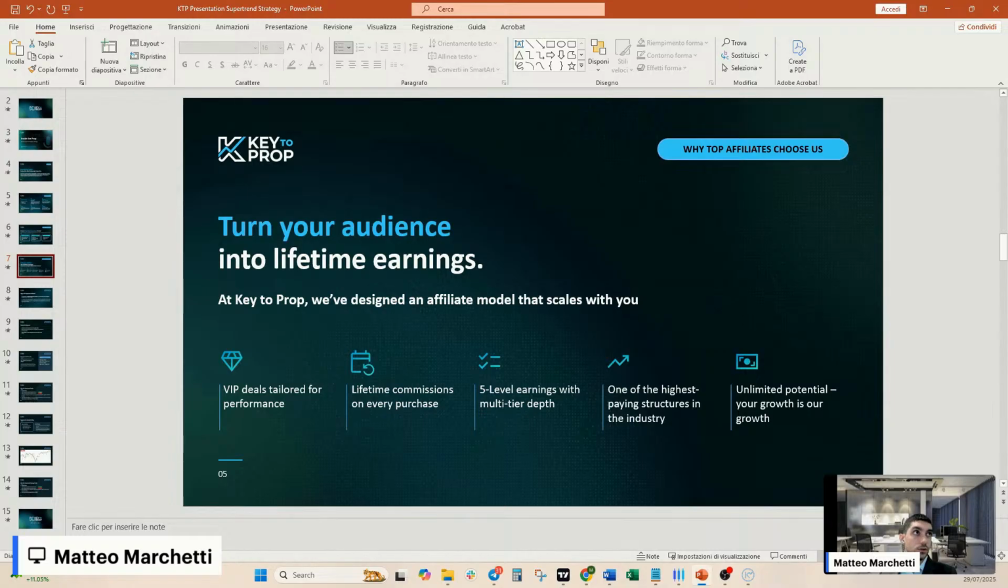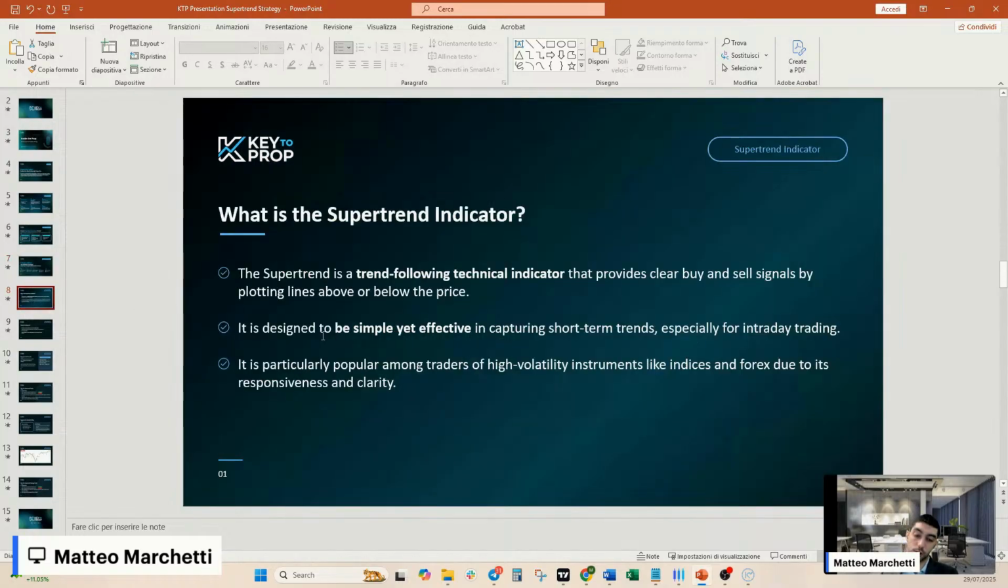Now, I would say let's start with the discussion of the main topic we have today, which is the super trend indicator, and actually, not the indicator itself, but the super trend strategies that use the super trend indicator. In this presentation, you will find a couple of slides about the super trend indicator, because I don't know how many of you are aware of this indicator.